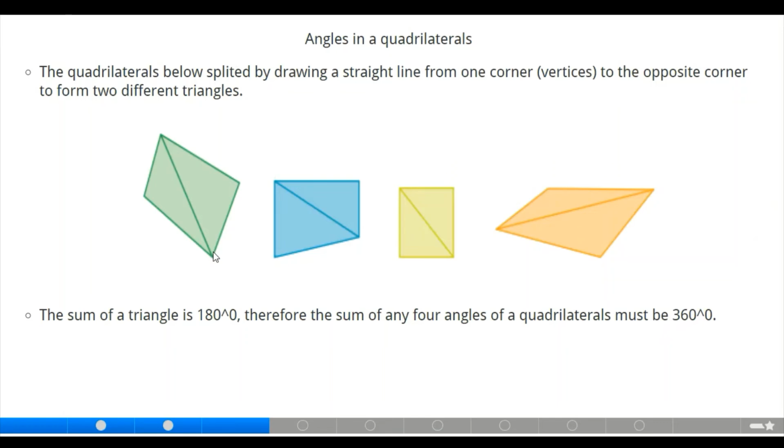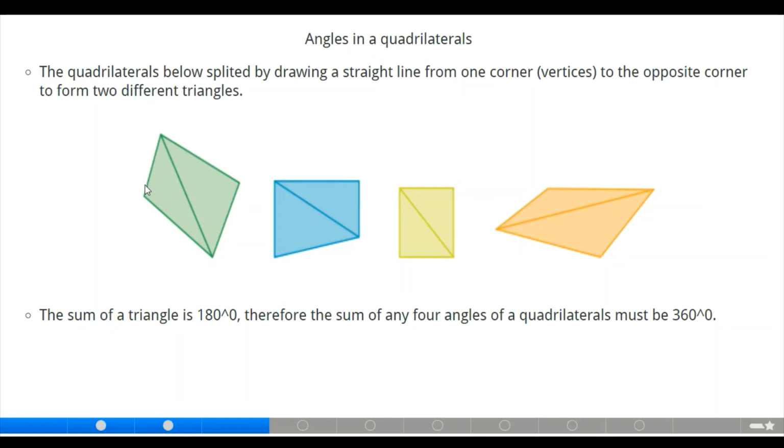We are looking at the quadrilateral. The quadrilateral below is split by drawing a straight line from one corner, or vertex, to the opposite corner to form two different triangles. We have made mention of quadrilaterals in our previous classes. A quadrilateral is a shape with four sides. If you look, this is a quadrilateral, and there is a line in between that divides it into two different triangles. This makes a triangle, and this makes another triangle. See that they have three sides.